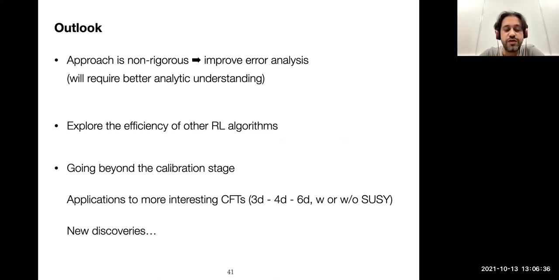Okay, we need to improve the error analysis. It will also be interesting to explore other algorithms or other variants. Some people suggested other variants of these kinds of runnings. And we're very eager to go beyond the calibration stage and start applying this to more interesting CFTs, 3 dimensions, 4 dimensions, 6 dimensions, with or without supersymmetry. So hopefully, not in the distant future, we will be able to report new discoveries.